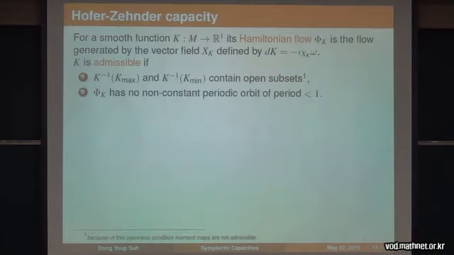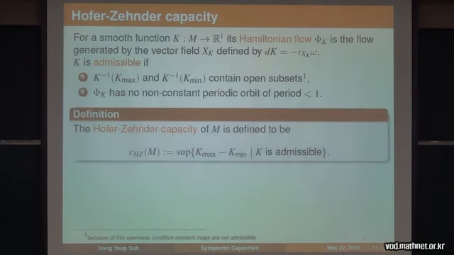Okay. I don't think I have enough time to talk about Hofer-Zehnder capacity. It is a slightly different capacity, but I don't think that the way it is proved or the statement is quite similar.